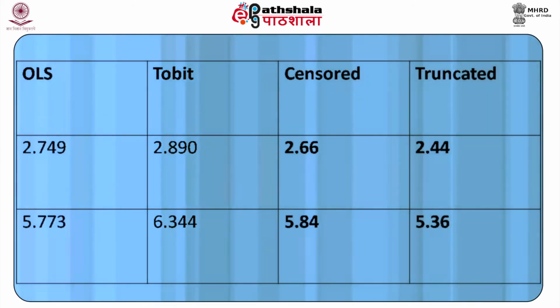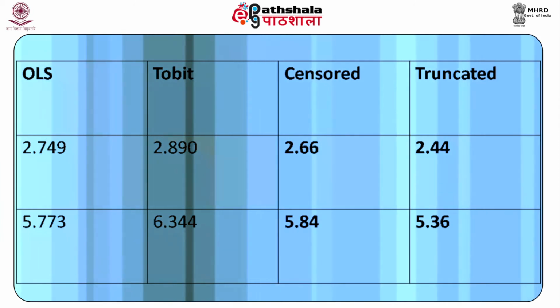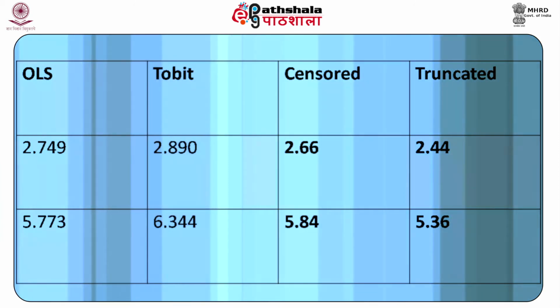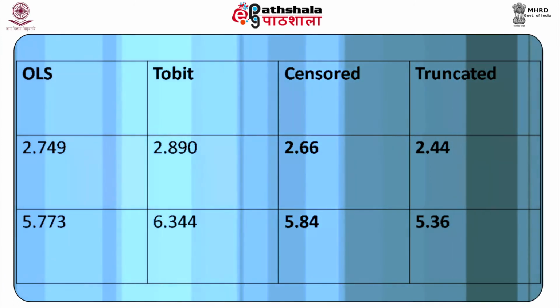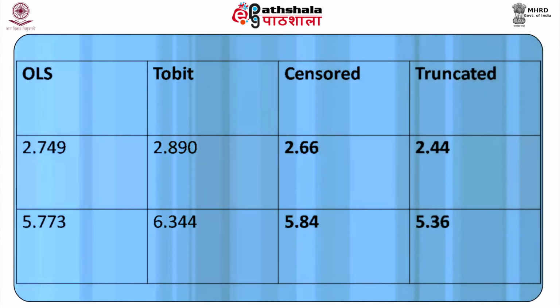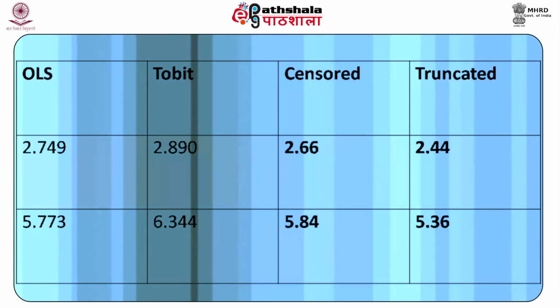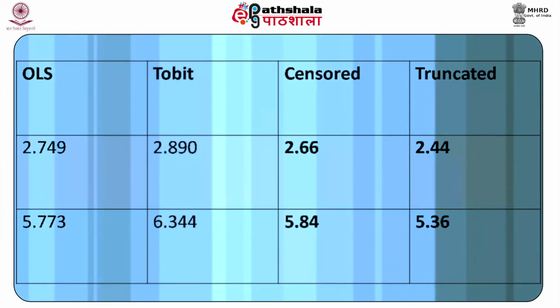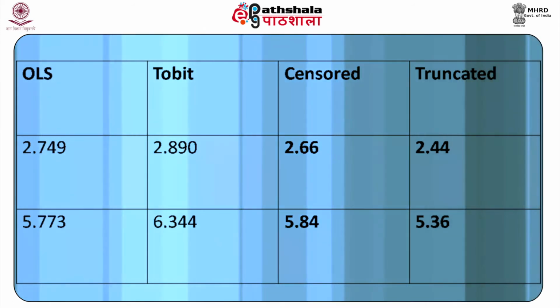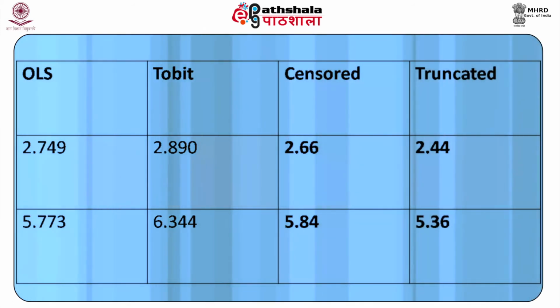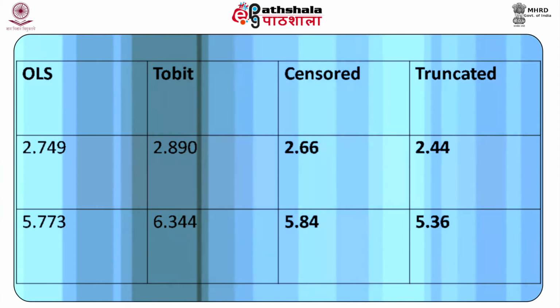You can look at this table, which is our regression output. The first column gives you the OLS results and the second column gives you the results of the Tobit model. We have the dependent variable, which is aptitude, and the explanatory variables, reading and maths, and we have the constant values.